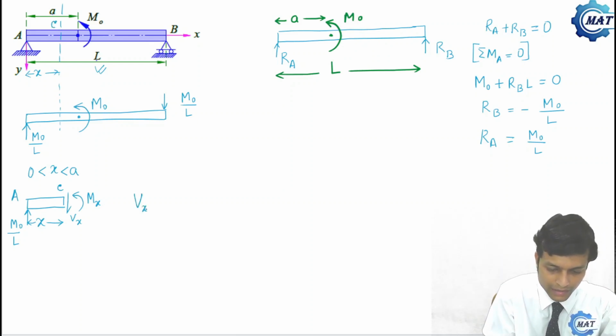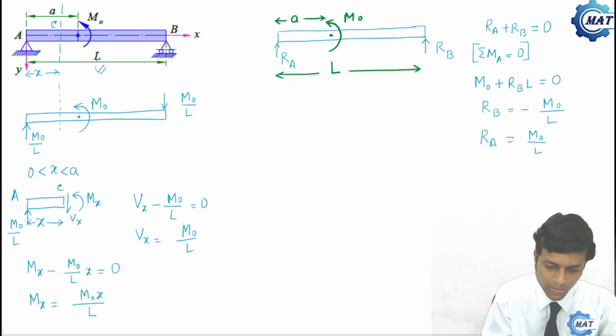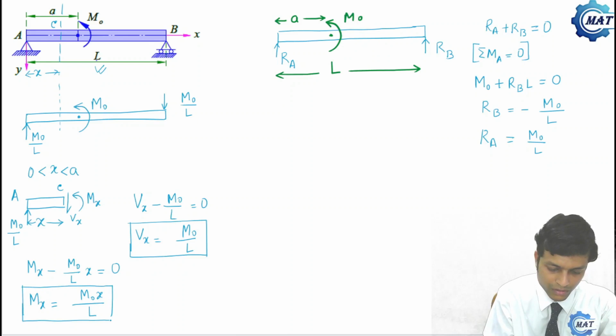So Vx minus M0 by L is 0. That is Vx is M0 by L. And what is Mx? Mx minus M0 by L x is 0. That is Mx is M0 x by L. So this is the expression for shear force, and this is the expression for bending moment.